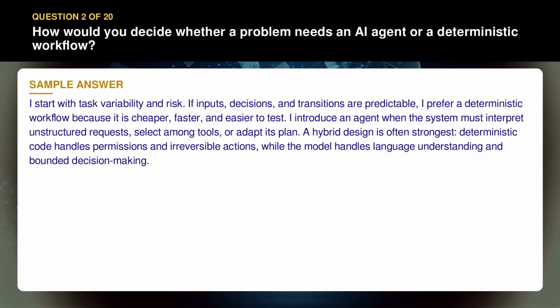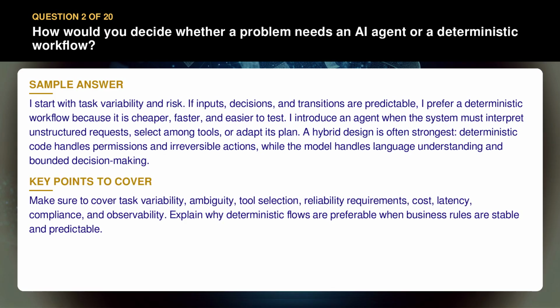Deterministic code handles permissions and irreversible actions, while the model handles language understanding and bounded decision-making. Make sure to cover task variability, ambiguity, tool selection, reliability requirements, cost, latency, compliance, and observability. Explain why deterministic flows are preferable when business rules are stable and predictable.